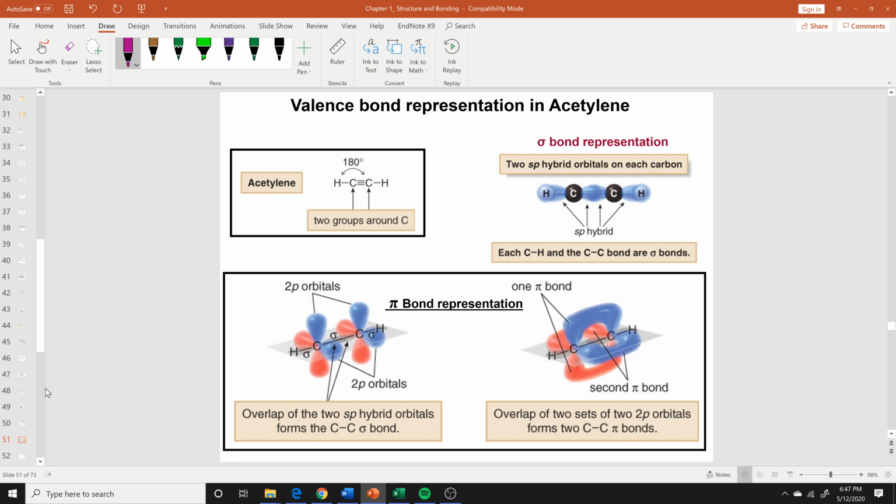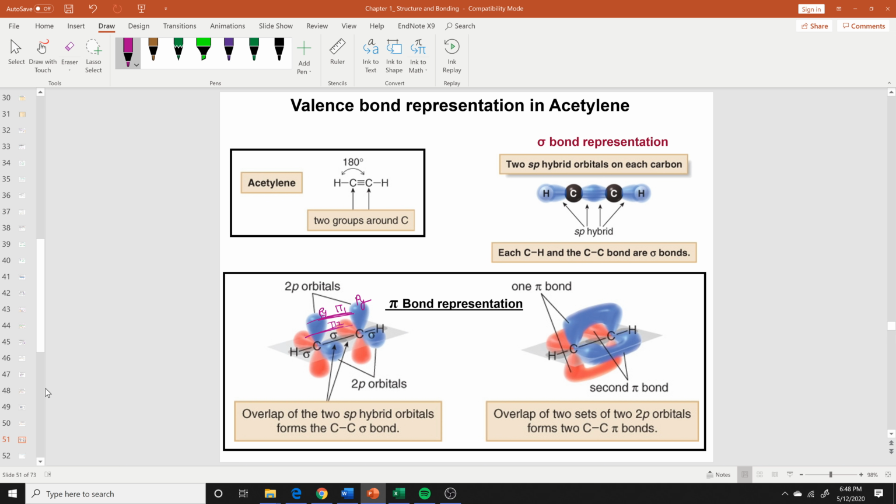So if you have the py of one carbon overlapping with the py of the other carbon, then you're going to have the pi 1. This is the first pi bond. And if you have the pz, where is my pz over there? The pz is going to overlap with the other pz there, and it's going to make the pi 2. That is going to make the second pi bond in there.